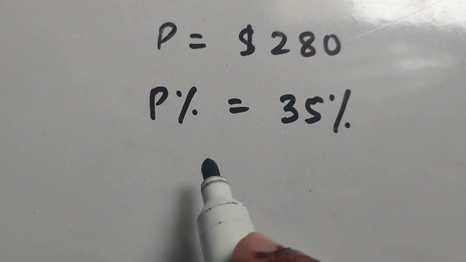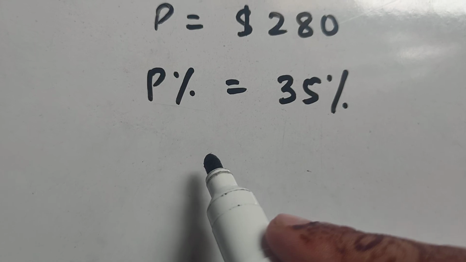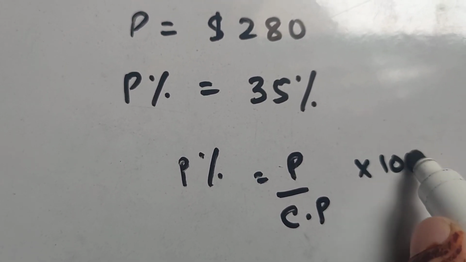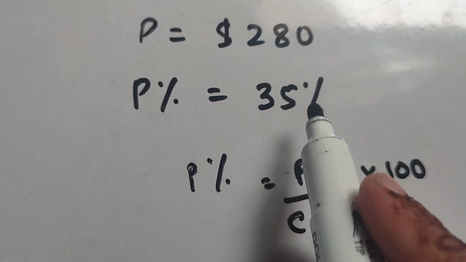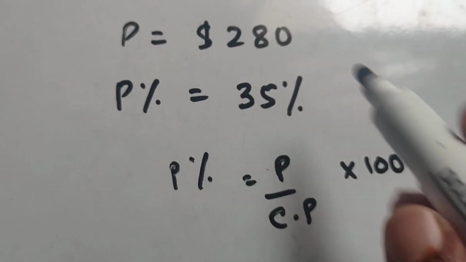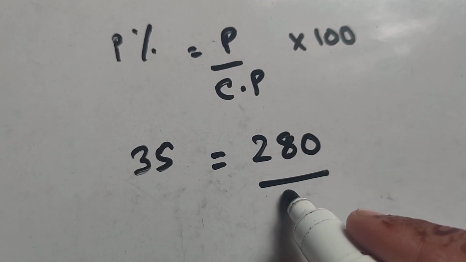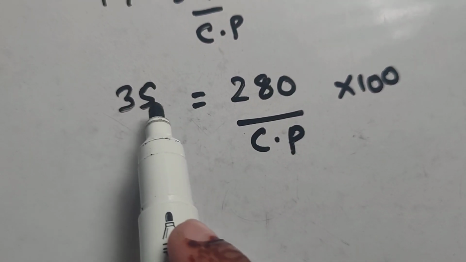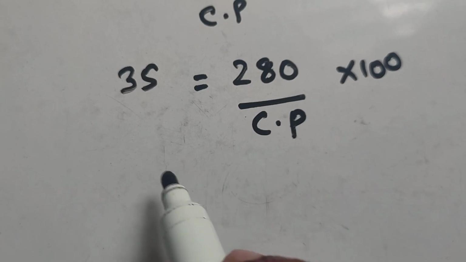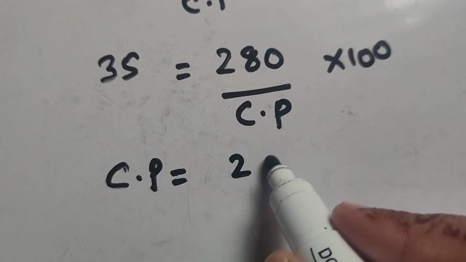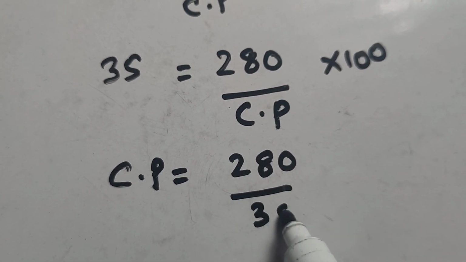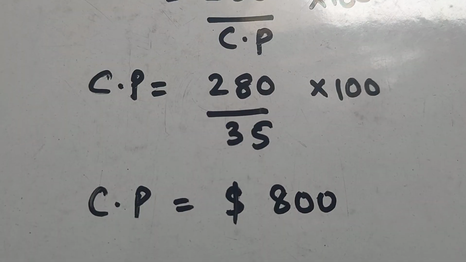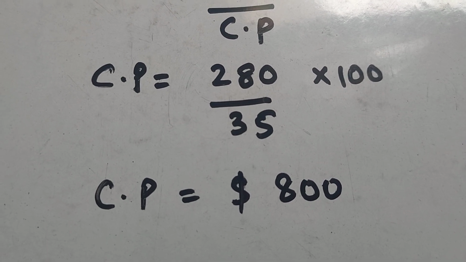It's simple, students. All you need to do is reverse workings. We know that profit percentage equals profit upon cost price into 100. And we have both these values: profit percent is 35% and profit is $280. This cost price will move towards this 35, and 35 will come to its place in order to find out the value of cost price. And simply we have to divide 280 by 35 and multiply it by 100 in order to find out the cost price. And we have found out the cost price, which is $800.